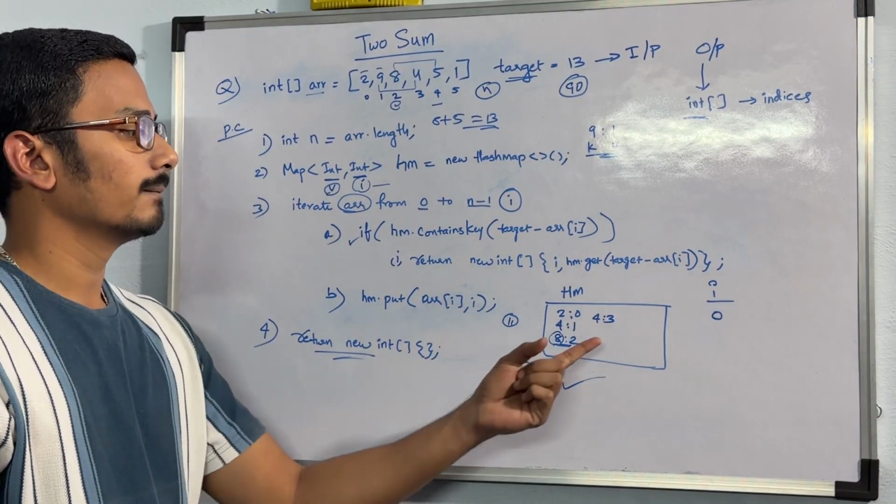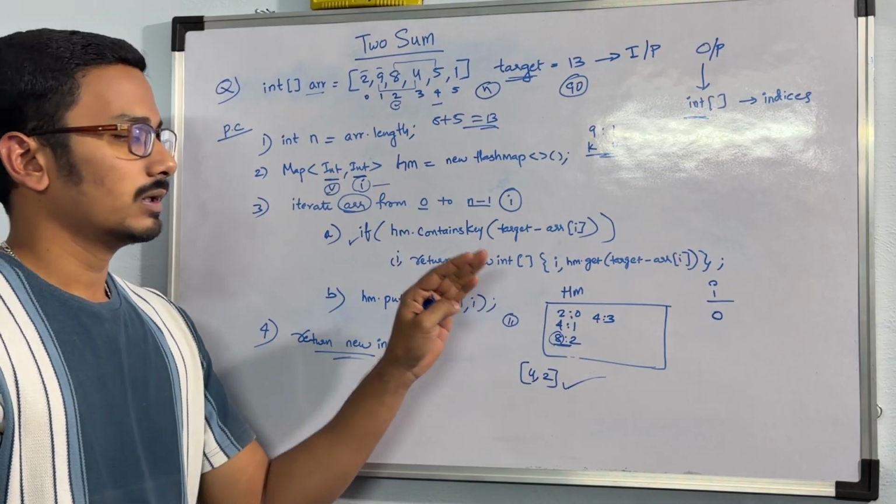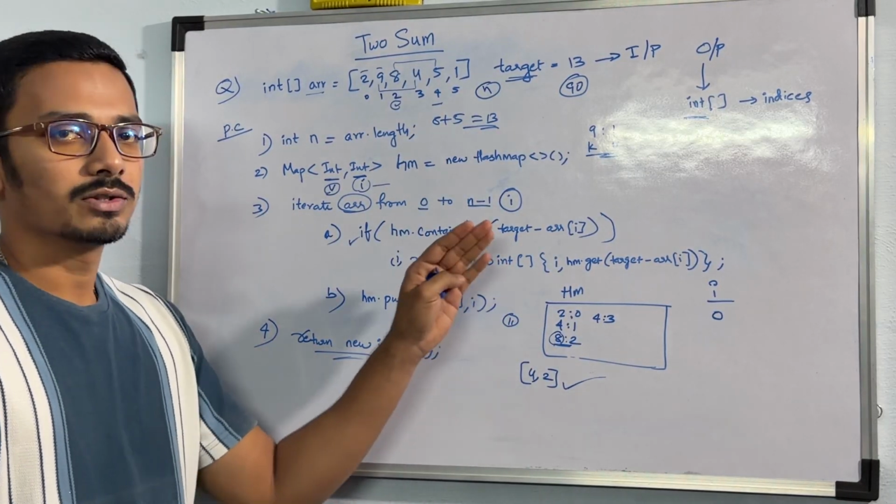Simply, the hash map is the main thing which helps us decrease the complexity and achieve the optimized solution.